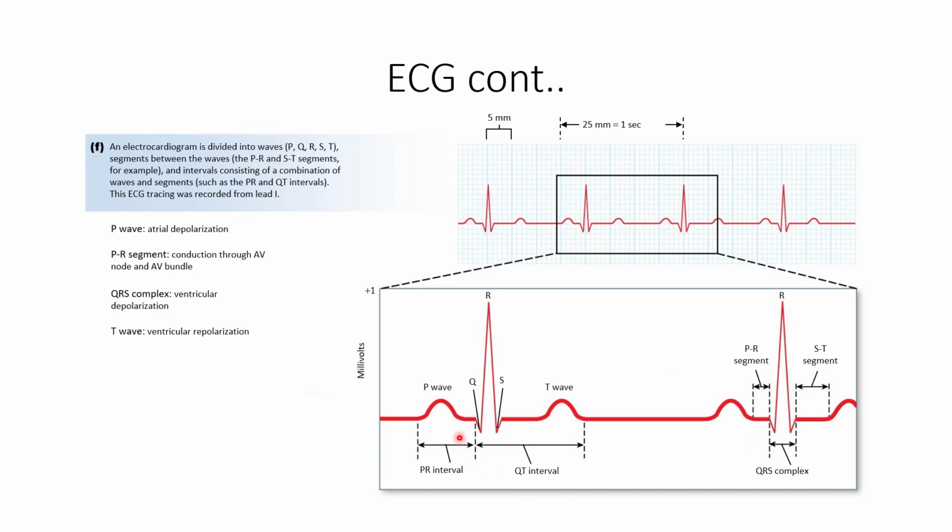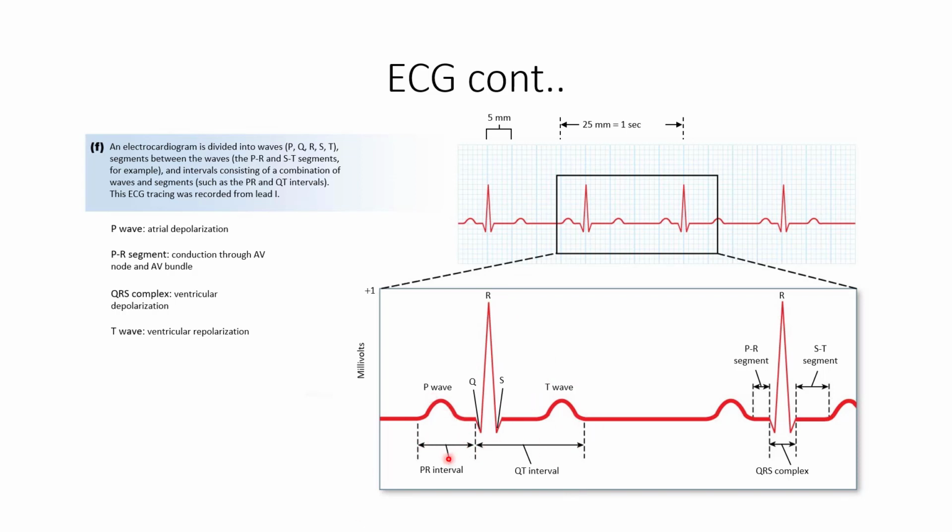And we can break this into different regions, right? So we have waves and we have segments. The waves are going to be our P wave, right? Our QRS kind of complex of waves, and the T wave. And then our segments are going to be these flat regions.